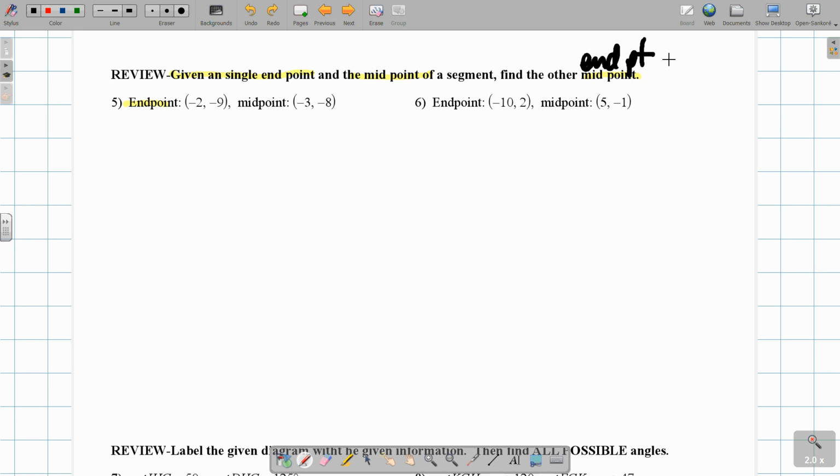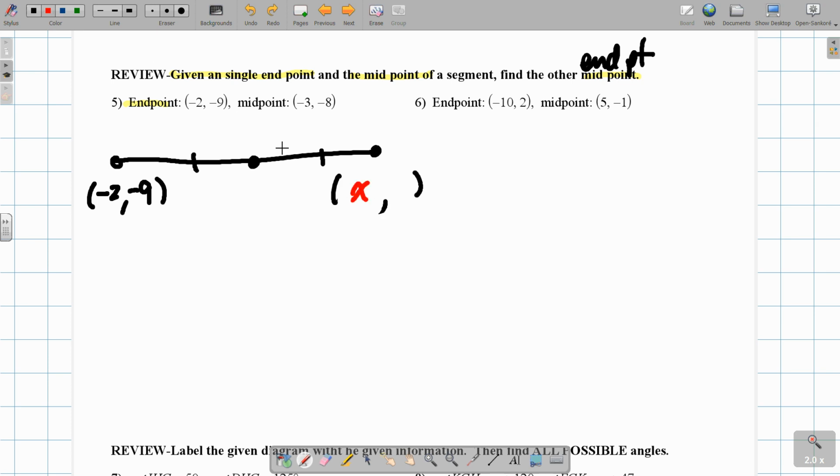So what we have here is a segment with the midpoint. And one endpoint is -2, -9. Our other endpoint we do not know. I'm going to call it X and then Y. And our midpoint is -3, -8. There's two ways to do this, algebraically or logically.